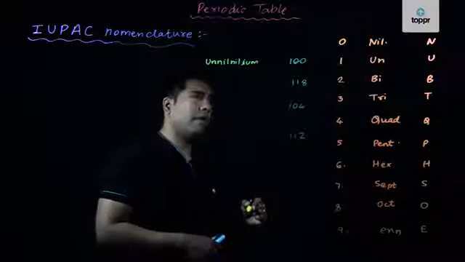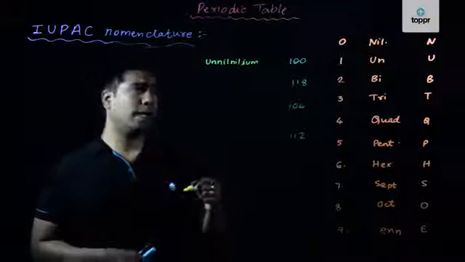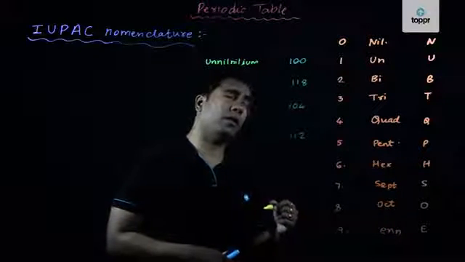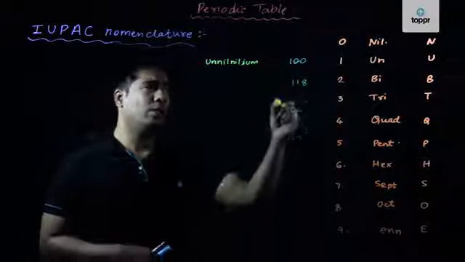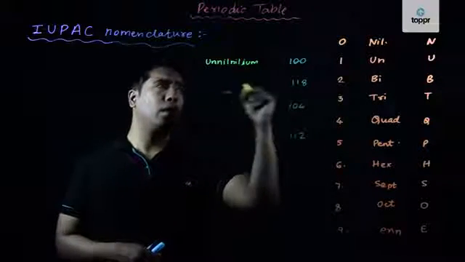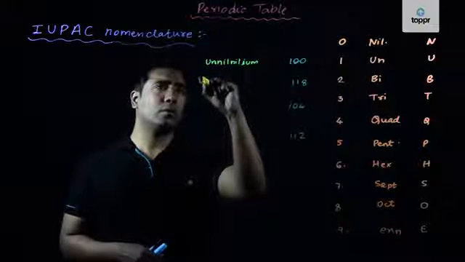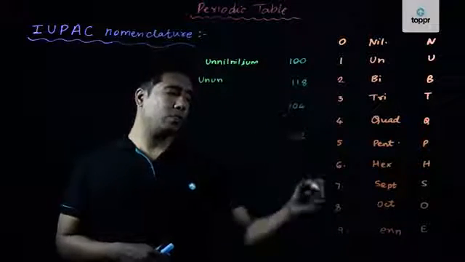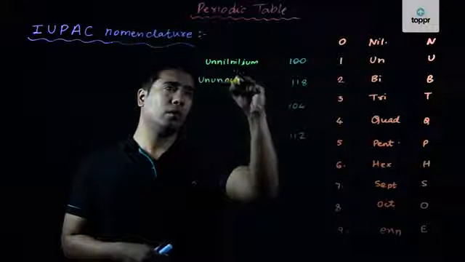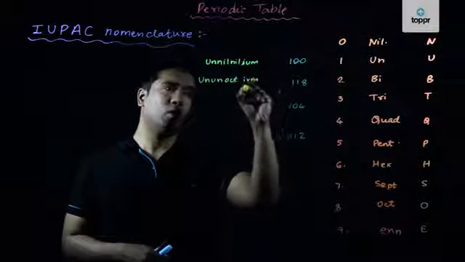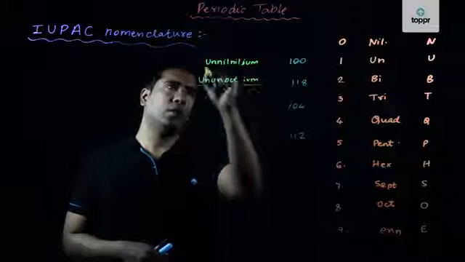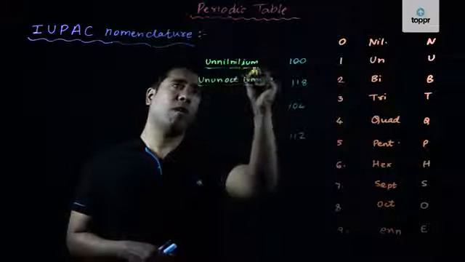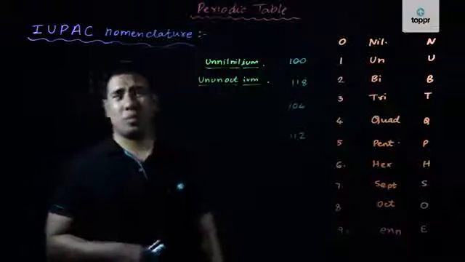Next we have 118. So the element with atomic number 118 will be given the IUPAC nomenclature as follows. Again 1 we know is un. Again 1 is un. 8 means oct. And finally we have IUM. So these are the parts of the names which are given in IUPAC nomenclature.